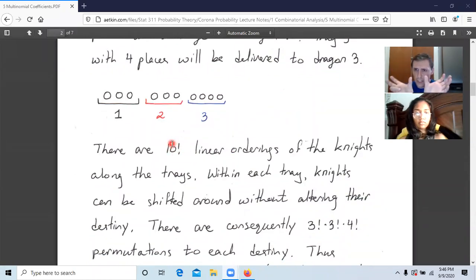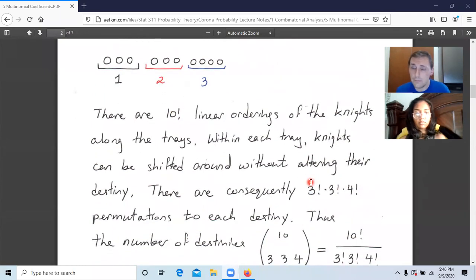So each permutation is a word describing a destiny. So each destiny has 3 factorial, 3 factorial, 4 factorial distinct synonyms that describe exactly the same situation. So you take the number of words, which is 10 factorial, and divide by the number of synonyms. And that gives you the number of meanings. Each meaning in this case is a unique destiny, which knights go where.